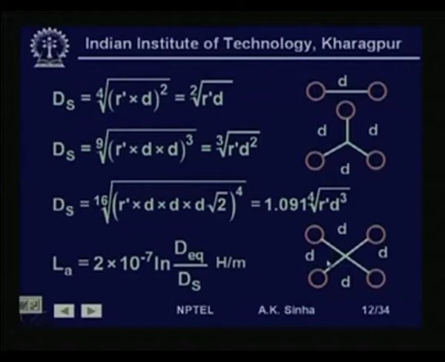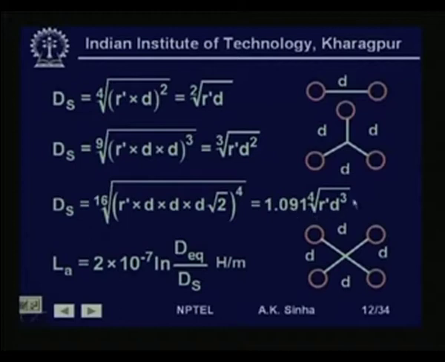Similarly, when we are using 4 conductors, we have 16 distances, 1 for itself and 3 more for the distances from this conductor to the other 3 conductors. Therefore, the self distance ds is equal to the 16th root of r dash into d into d root 2, which is the distance between this conductor and the diagonal conductor, the whole thing to the power 4. The same will happen for each of the other conductors, and so on. This comes out to be 1.091 into the 4th root of r dash d cube.